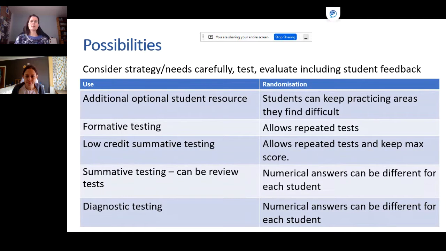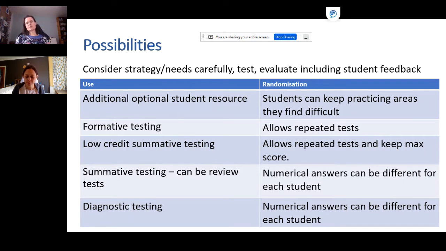You need to think carefully about exactly how you want to integrate it. So there's quite a lot of different possibilities, which will be good in different situations. You can have an additional optional student resource. You can have formative testing. You can have summative testing, which is really low credit, which means that students do assign time to do it, but they're less stressed about it all going wrong.